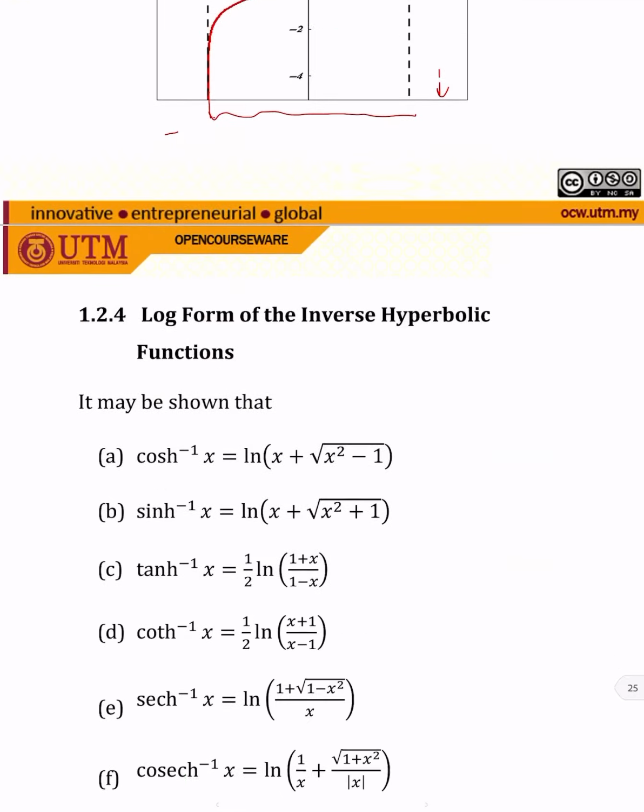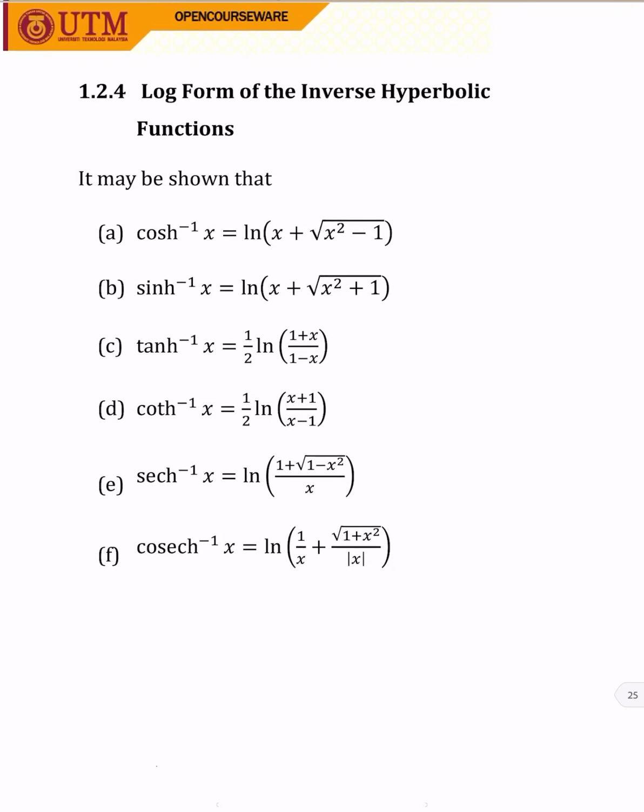Okay, so this is the log form. If we look at cos x and sin x, before this they are in terms of exponent. So when it involves inverse, the opposite one will be ln. So this is the definition for cos inverse, sin inverse, tangent inverse, cotangent inverse, secant inverse and cosecant inverse. It is in the log form.